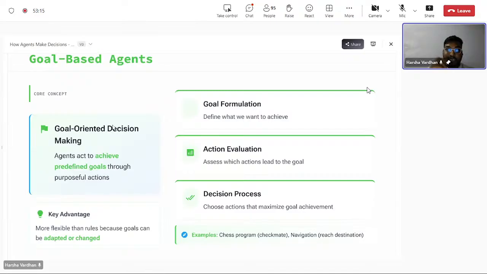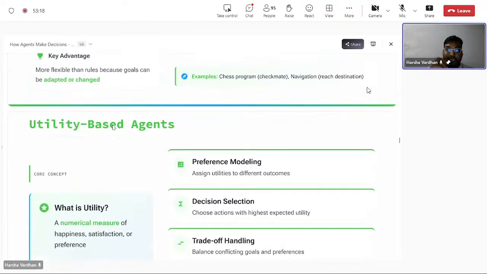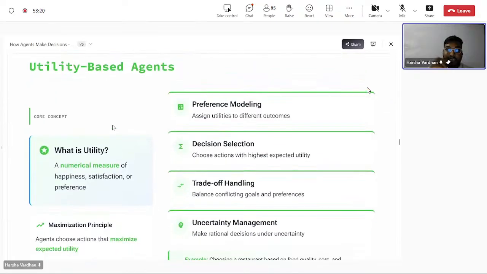And our next topic is utility-based agents. By utility-based agents, I mean agents which measure numerical values of happiness, satisfaction, or preference.